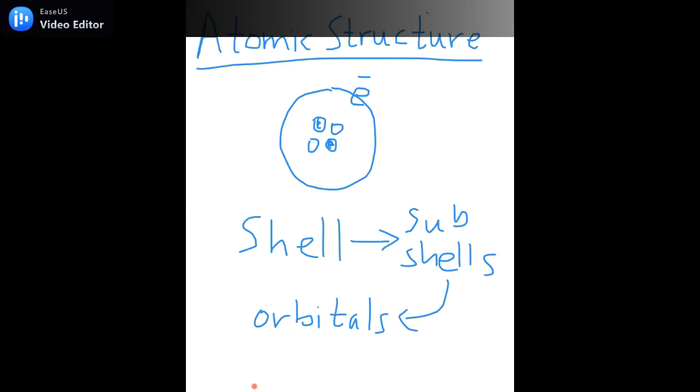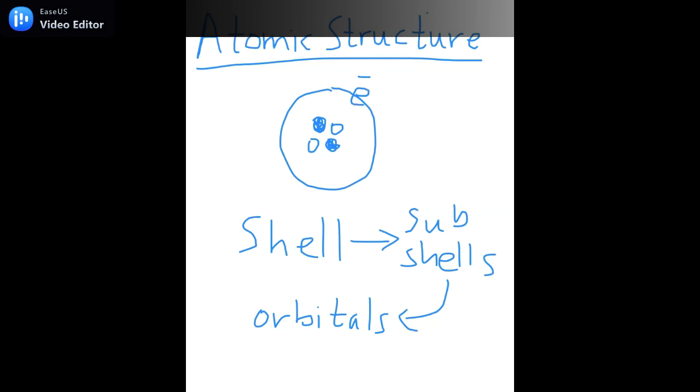Our topic today is atomic structure from AS level chemistry. In O levels, we learned that atoms are the smallest particles which cannot be further divided. We learned that atoms contain a nucleus which comprises protons and neutrons. Protons are positively charged, neutrons are neutral, and around the nucleus there are shells in which electrons orbit. Electrons have a negative charge.